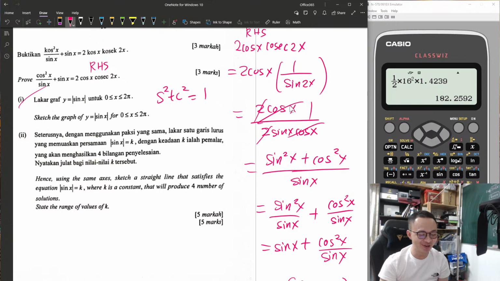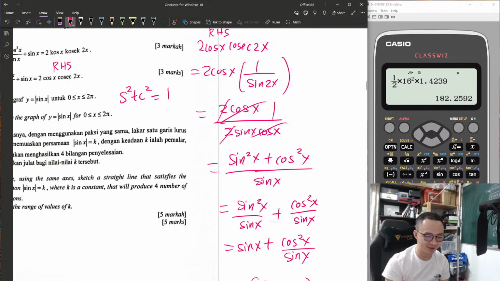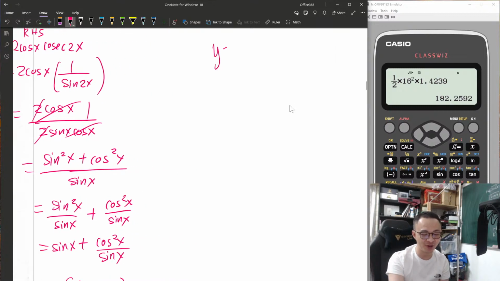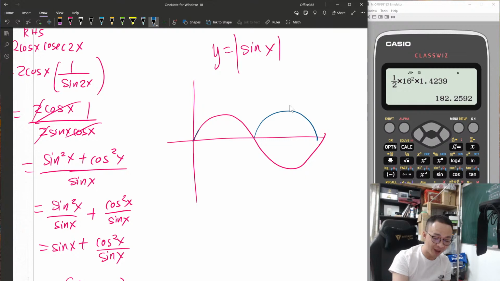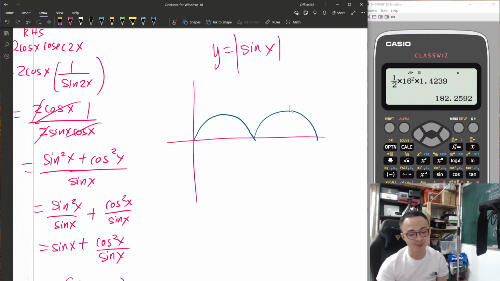Okay, y equals to modulus sine x. This one not too bad. I show you the sine x first. So this is what the sine x will do. But modulus means what? This part at the negative is going to do a reflection. So this part over here will remain. But let me draw nicely a little bit. It will remain like this. Okay, this is modulus sine x.